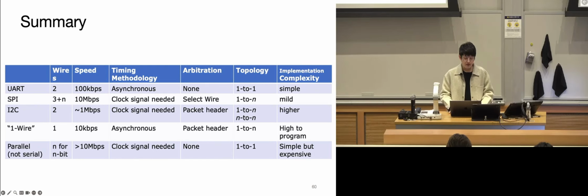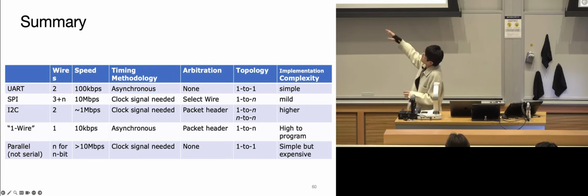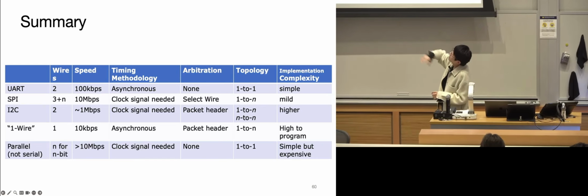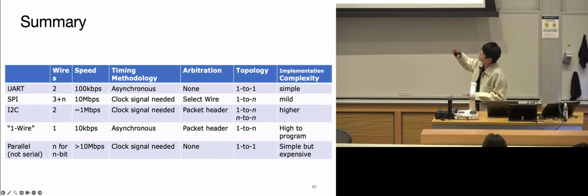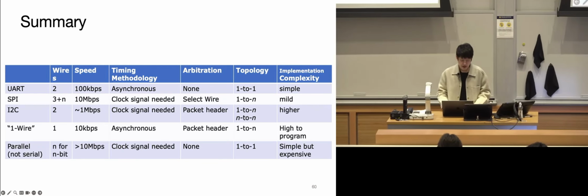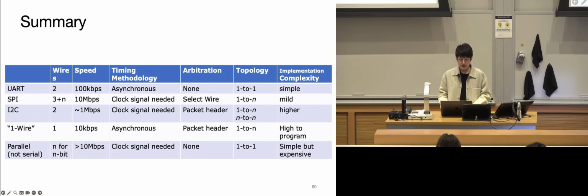For the SPI, it's 3 plus N. Any more you add, it's just 1 chip select. The speed is pretty high. This is all in bits per second. It's about 10 times faster than I2C, and about 100 times faster than the UART. And we do have the clock signal needed, and it's 1 to N.